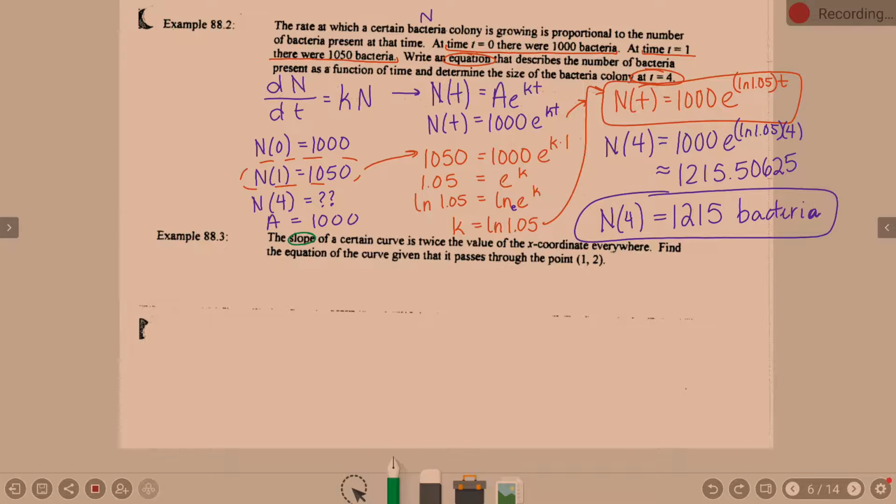What's slope make you think? Derivative. So based on what we're doing today, I'm going to say dy/dx because we're talking about these differential equations. So the slope of a certain curve is twice the value of the x-coordinate everywhere. So how do I write that? 2x. So dy/dx equals 2x.